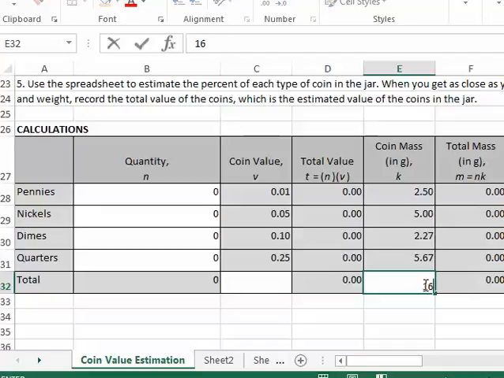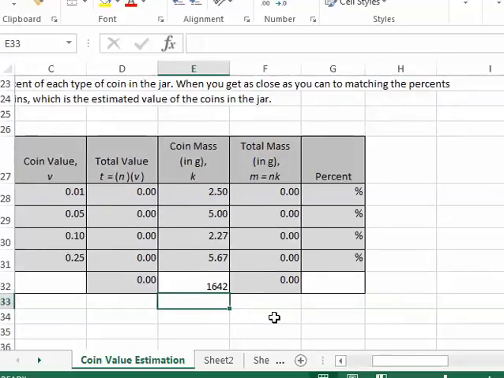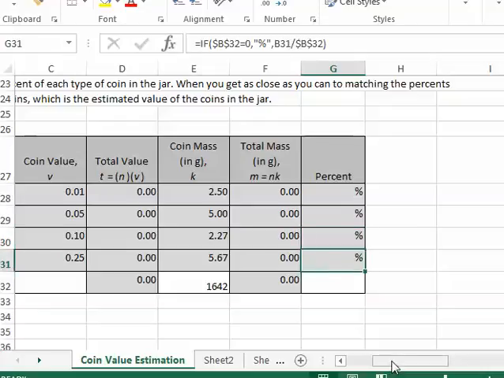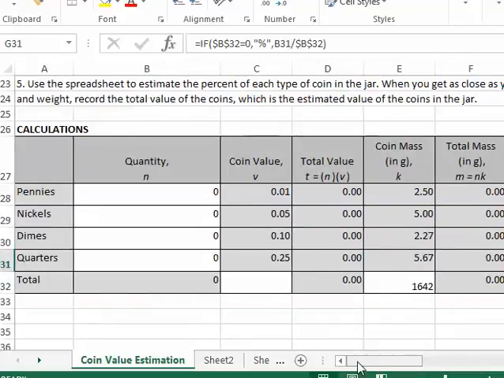Yeah, 1,642. They're going to add up and get the total mass here. Our percents here are based upon that sample. Okay? So let's see here.